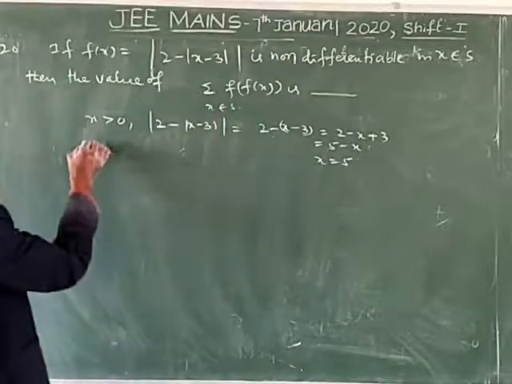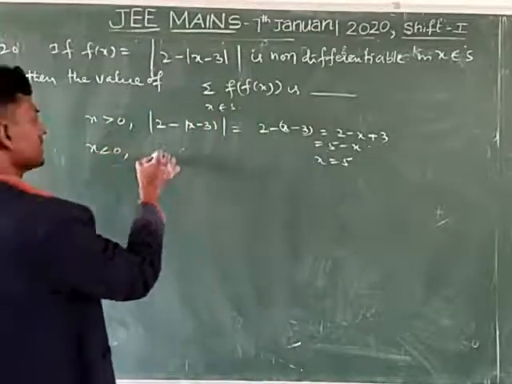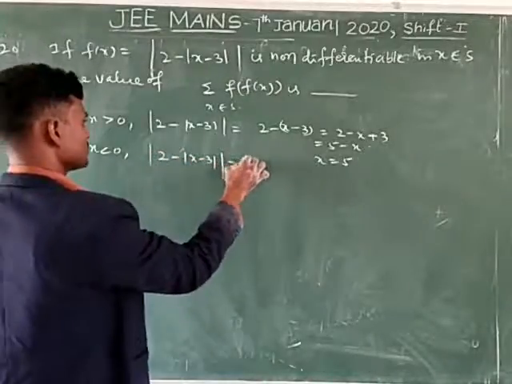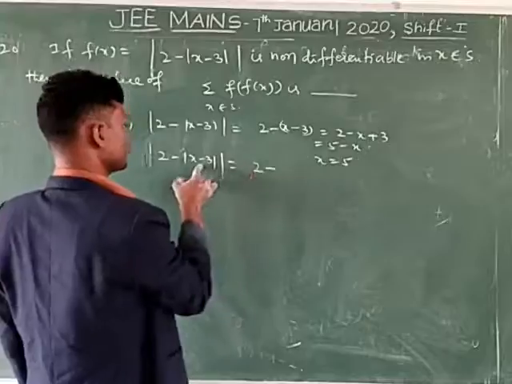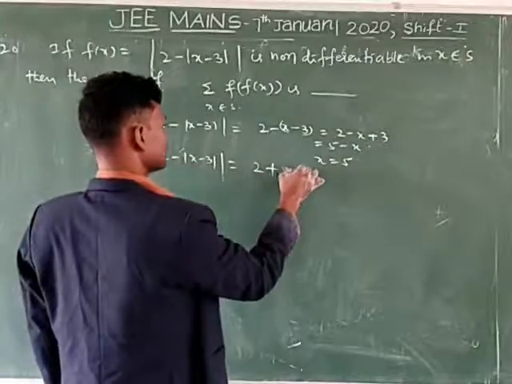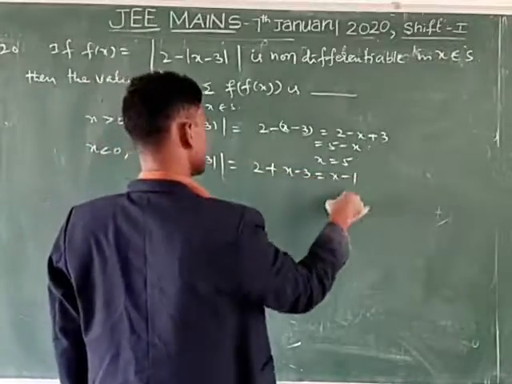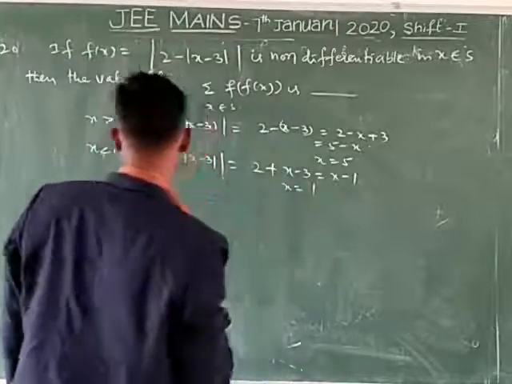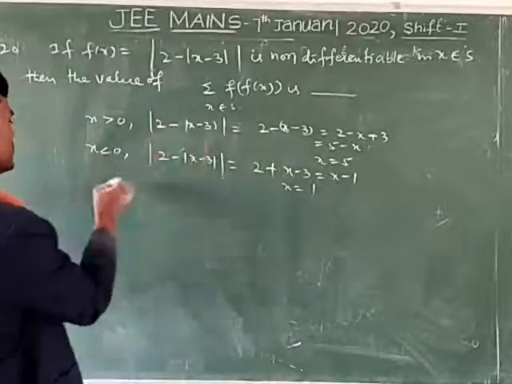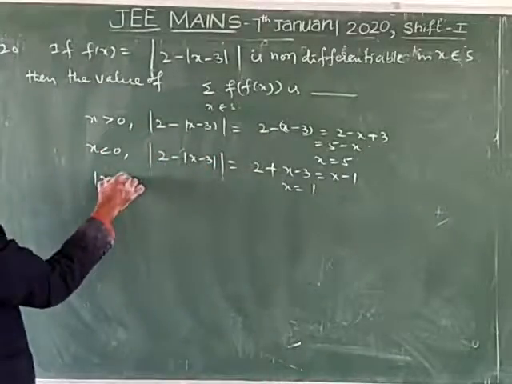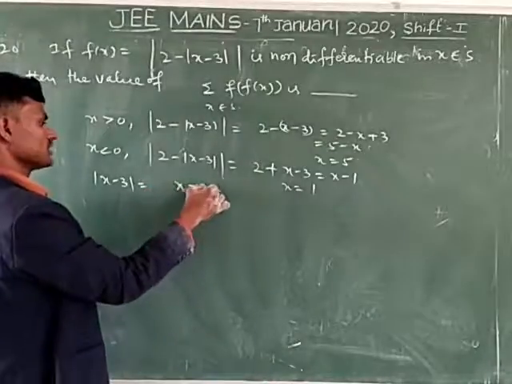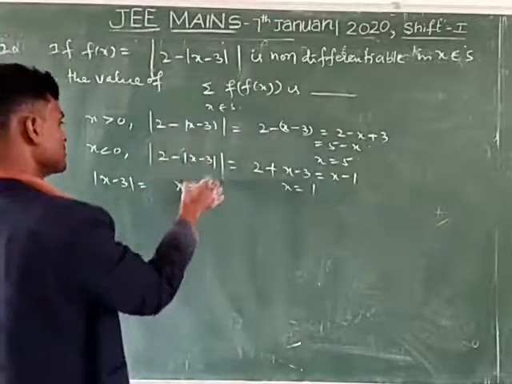Next you have to take x less than 0. Then 2 minus modulus of x minus 3 is taking 2 minus, minus of minus plus, then x minus 3 you have to take, then x minus 1. X minus 1 equal to 0 means x is equal to 1. Next this inside one is modulus of x minus 3. X minus 3 is equal to 0 means x is equal to 3. Here x is equal to 3, you substitute, and this is 2.